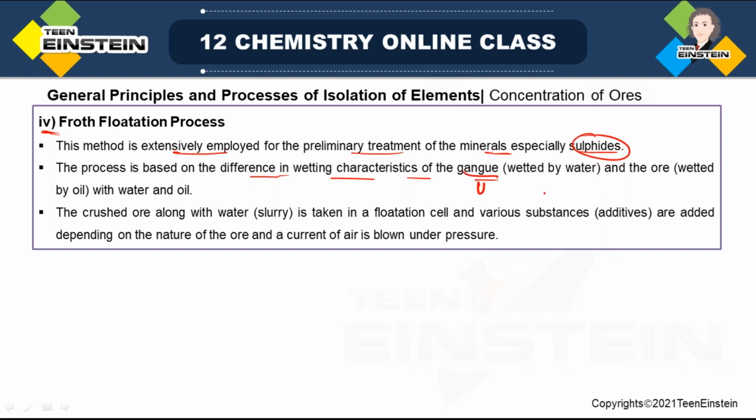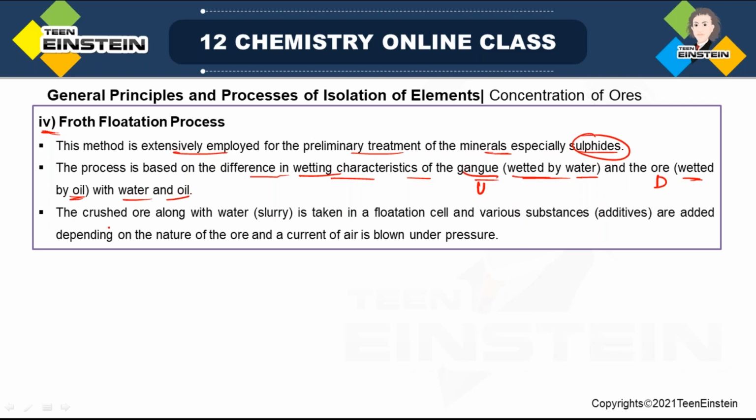So gangue is the undesired part, ore is the desired part. Here gangue is wetted by water. It means it is soluble in water. But ore is wetted by oil. That means it is not soluble in water. It is soluble in some non-polar substance. So basically, this method is based on different solubility of the undesired part and the desired part. Okay, that is mentioned in this way. That is wetting characteristic. So obviously, we will use some water and oil.